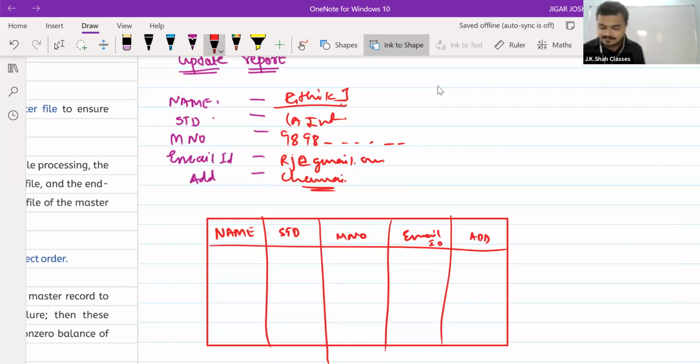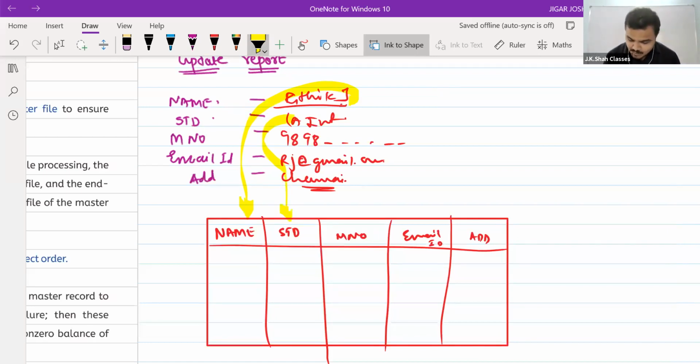Now, when Ritik is going to submit these details, don't you think the name details should enter into the name column only? His educational details should be stored in the educational form only. The mobile number should be stored in the mobile number field, the email ID purely in email ID, and the address should be in the address column only. Yes?